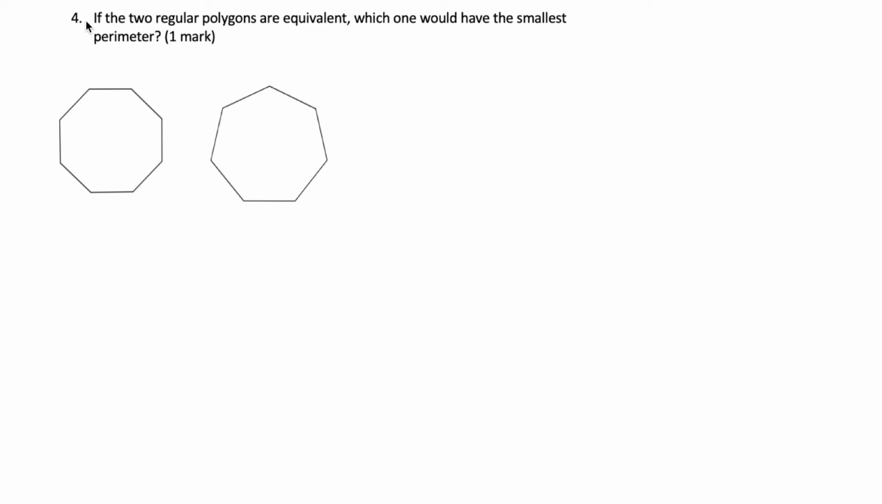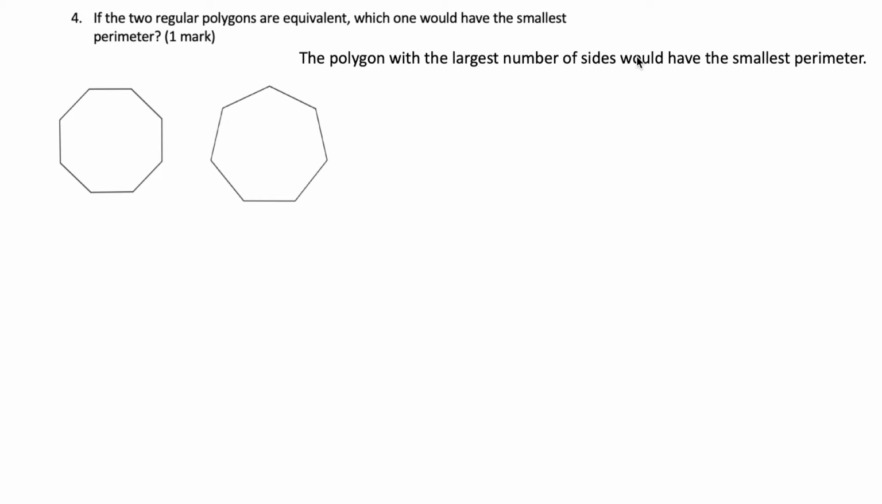Question number 4: if two regular polygons are equivalent, which one would have the smallest perimeter? We have an axiom that says that if two polygons are equivalent, then the one with the largest number of sides would have the smallest perimeter. It would be the octagon. That's the simple answer. The polygon with the largest number of sides would have the smallest perimeter, and the octagon has the smallest perimeter. But let's prove that just for fun.